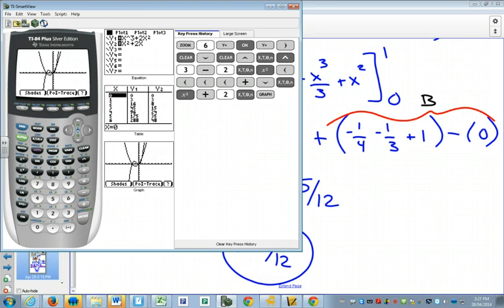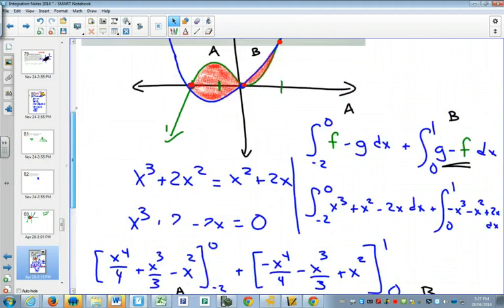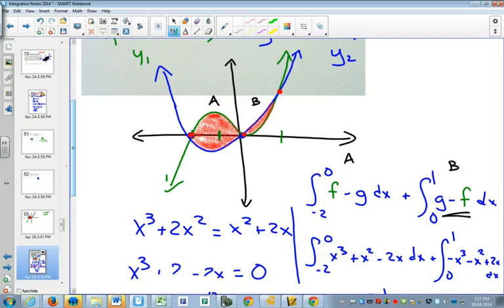So what we're going to do is go back here, and I'm going to put the function f, this one was in y1, right? And the blue one was in y2. So here, at first, I have y1 minus y2. That's my section A. And my section B was y2 minus y1.